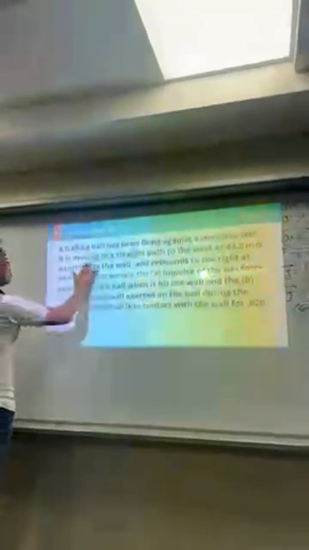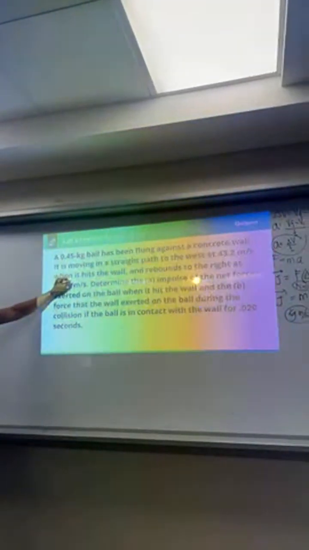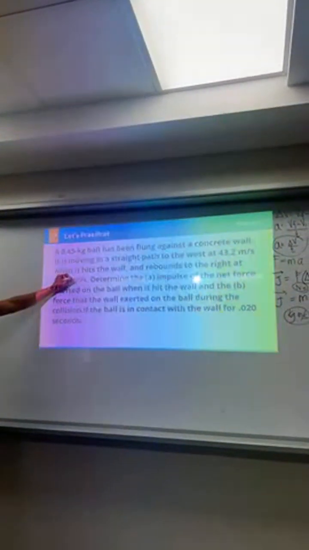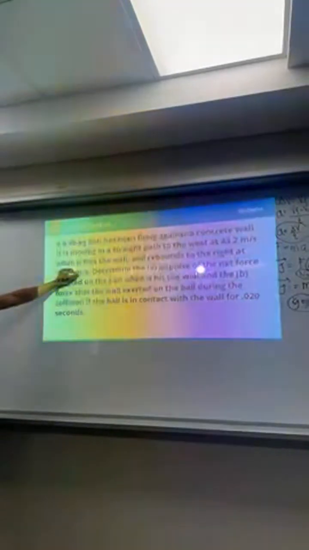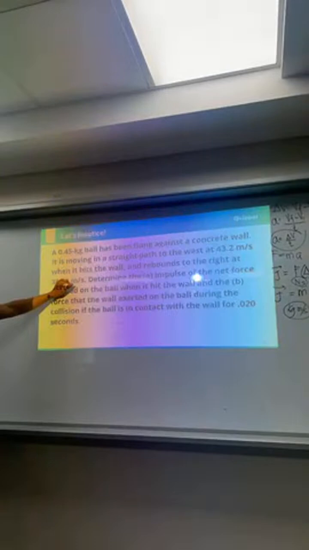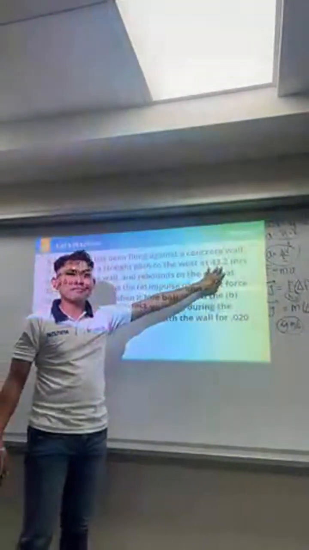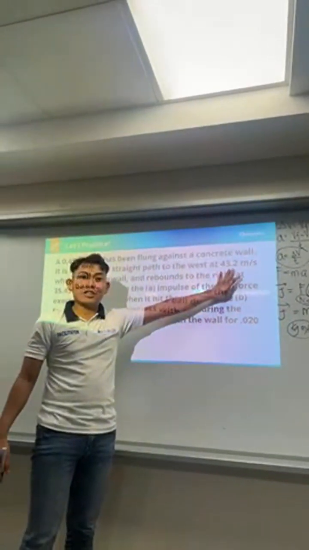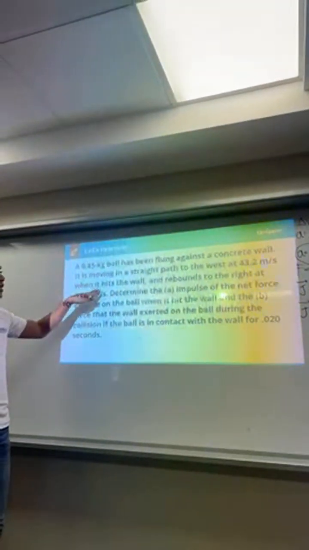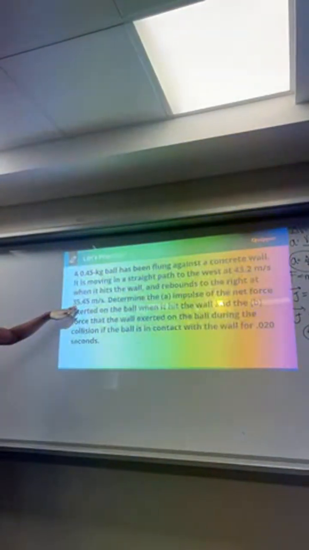Okay, let's solve question number 3. Medyo mahaba siya, no? Now, a 0.45 kilogram ball has been flung against a concrete wall. So it is moving in a straight path to the west. The west means negative iyang direction, at 43.2 meter per second. This is your what? What velocity? Very good. When it hits the wall, then it rebounds to the right at 35.45.